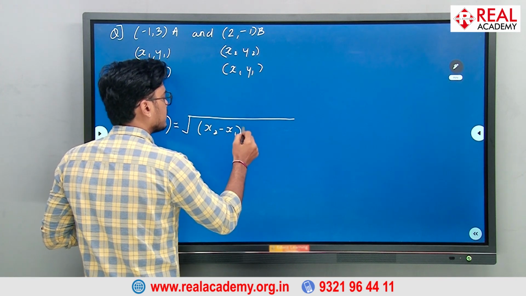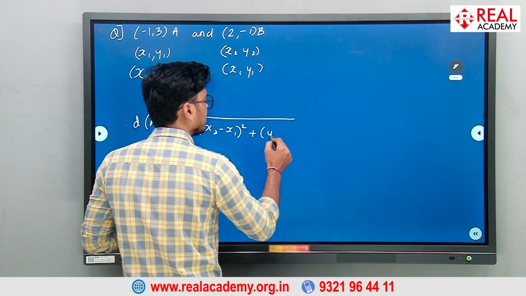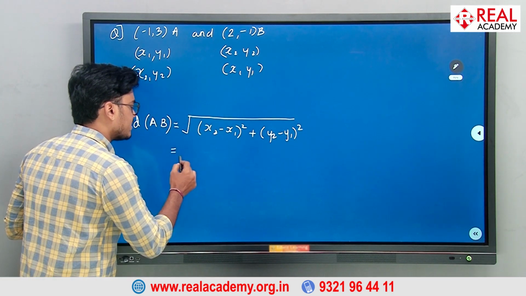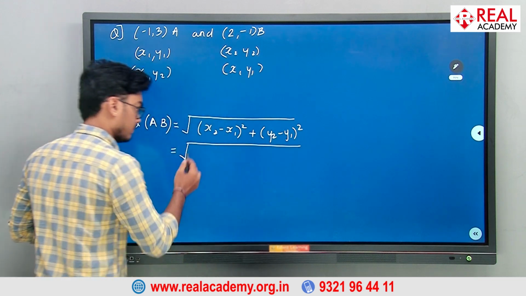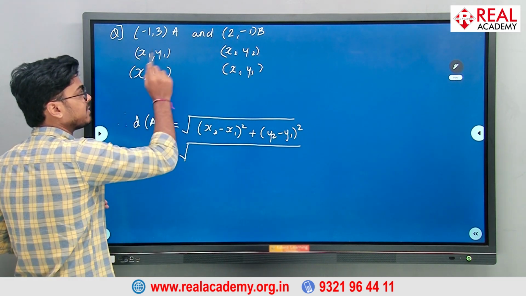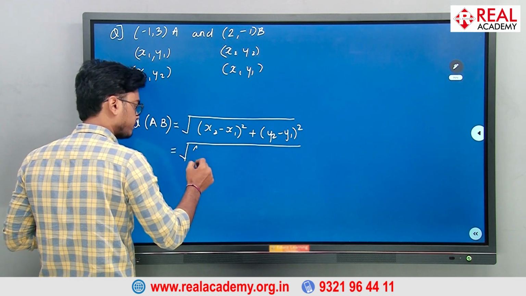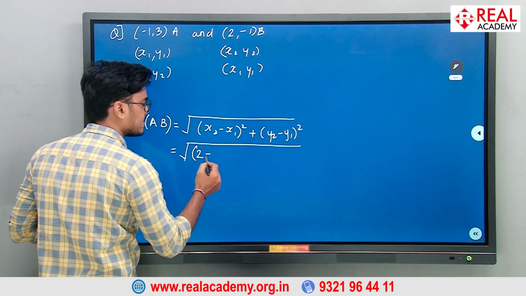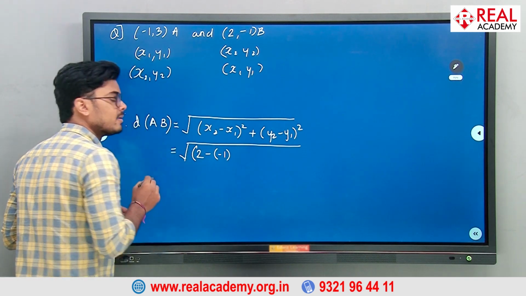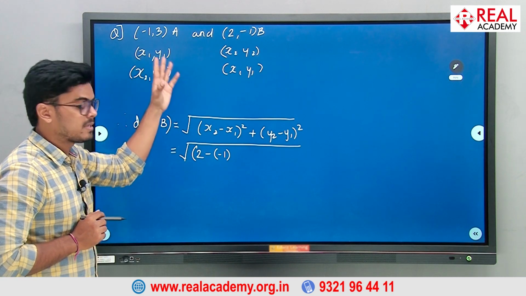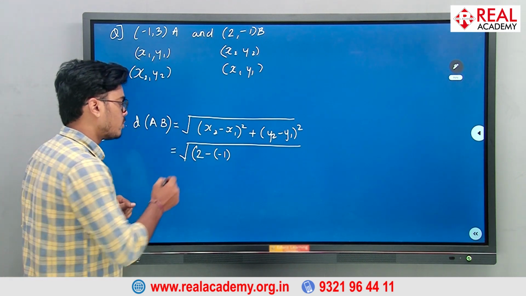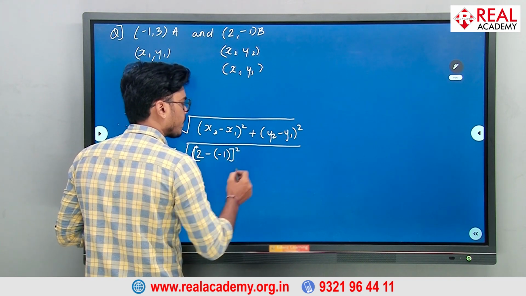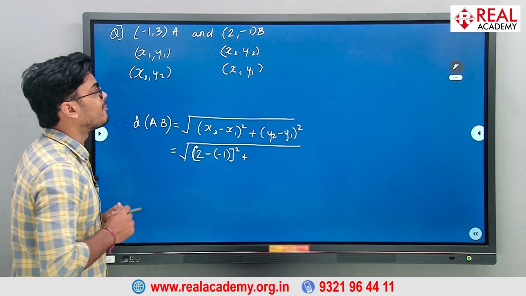x2 minus x1 the whole square plus y2 minus y1 the whole square can be given by, just substitute the values. As I told you, x2 can be any one of these two. If I consider this as x2, so 2, now my x1 should be this, minus, again minus 1. Don't forget, this minus sign is a different minus sign and this is from the formula. So 2 minus minus 1 the whole square. It should be a square bracket plus, in this case, y2 minus y1.